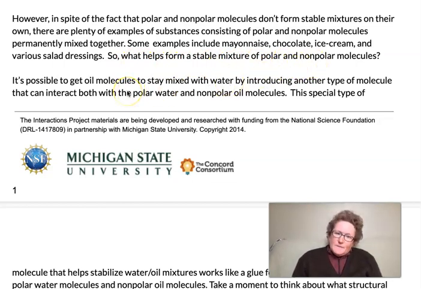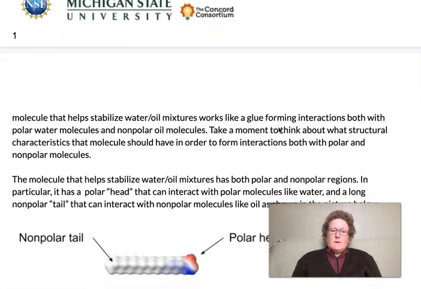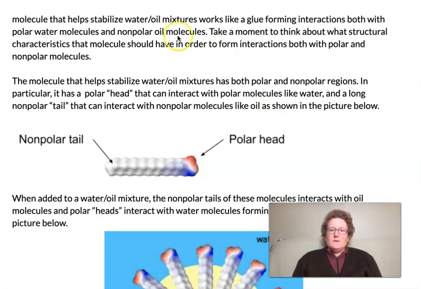It is possible to get oil molecules to stay mixed with water by introducing another type of molecule that can interact both with polar water and nonpolar oil molecules. This is a special type of molecule that helps stabilize water-oil mixtures, works like a glue, forming interactions both with polar water molecules and non-polar oil molecules.